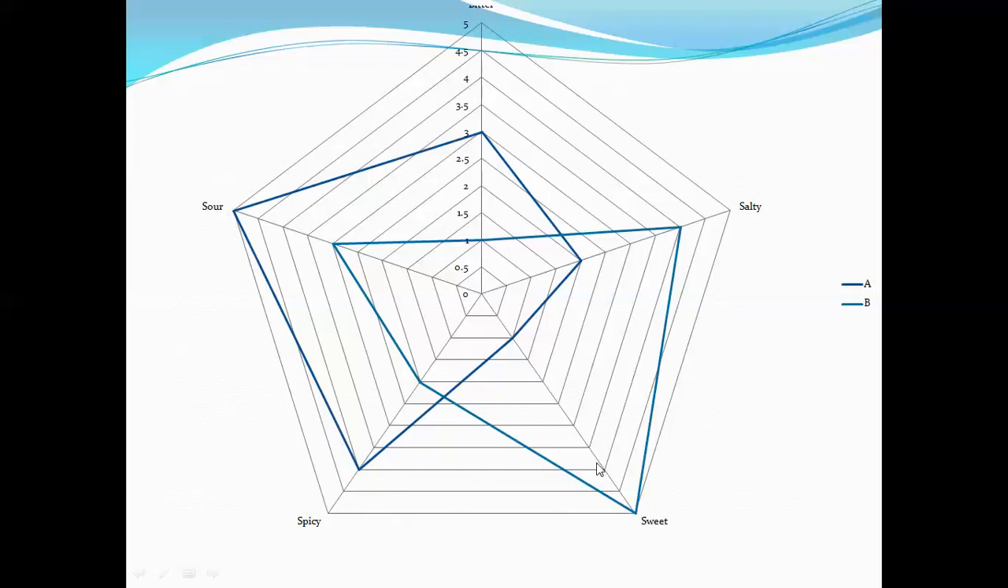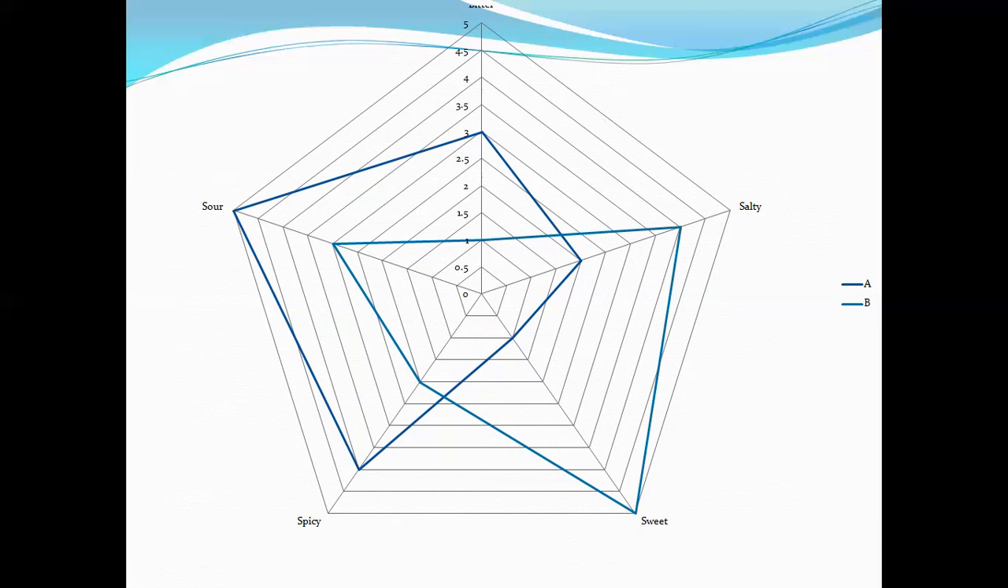Sour, spicy, sweet, salty. Okay, so what are these names? Imagine there is a scenario where you are comparing or judging two different recipes. How are you going to judge two different recipes? Depending on its taste. Its taste is sour, or spicy, or sweet. So what are you going to do?